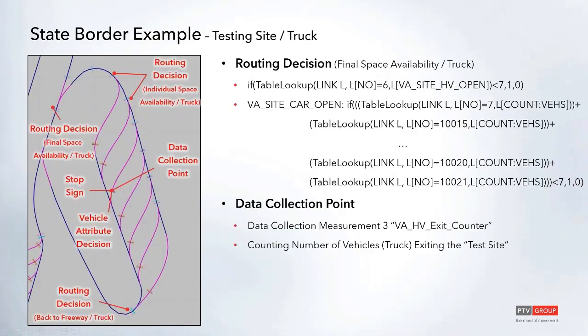And then very similar for the trucks, so they will come and enter in this facility. They will also do the same kind of check where they're going to look for availability at each space. And they have also the same kind of setup where they have a stop sign with a dwell time and then some vehicle attribute decisions placed so that we can say, okay, this truck has been tested.